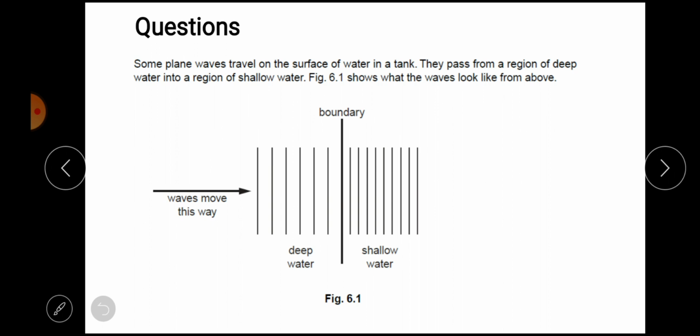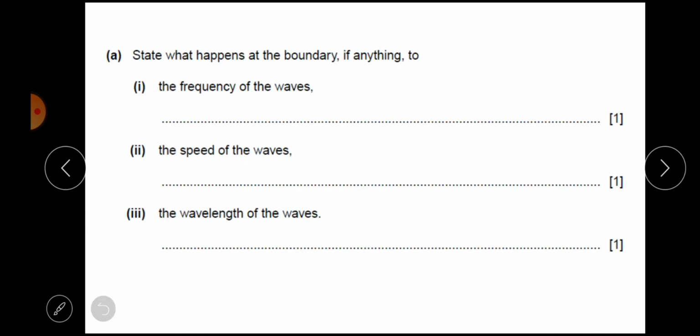What happens here? This region is deep water, and this is shallow water. Where there is shallow water, there is a glass. If it was a ripple tank, there would be a glass below in the region of the shallow water, but in this case, it's just a tank. So let's look at the question.